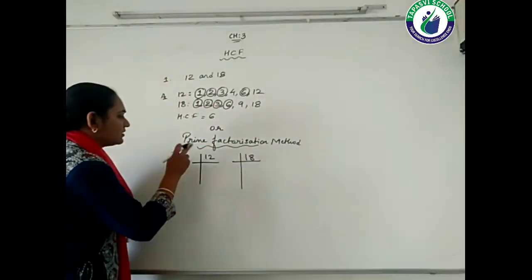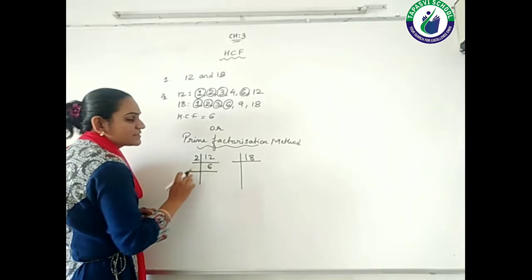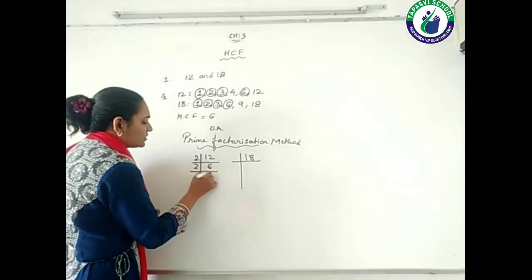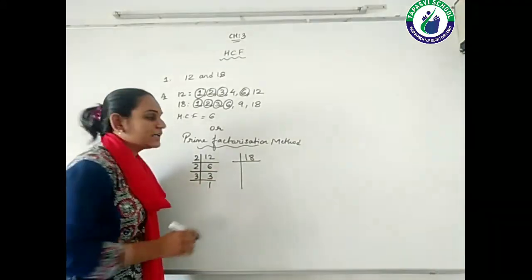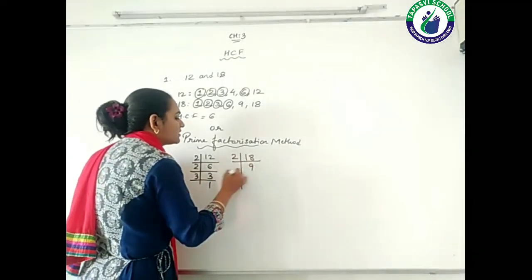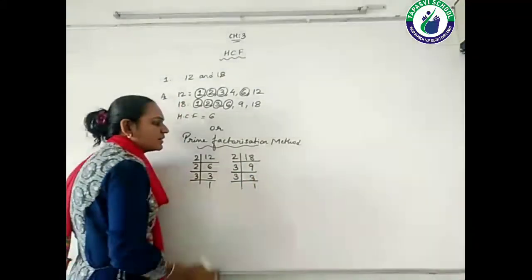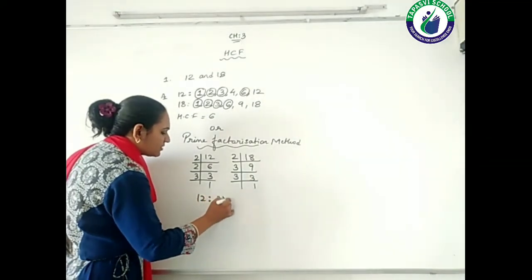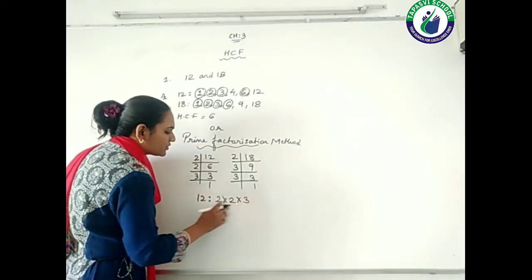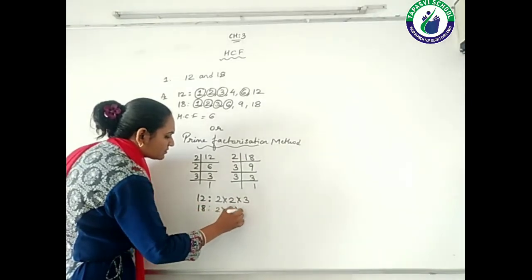So here I am listing all the factors of 12. 2 sixes are 12. Again this 6 is divisible by 2. So 2 threes are 6 and this 3 ones are 3. Now we will do it for 18. So 2 nines are 18. 3 threes are 9 and 3 ones are 3. Right? Now we will write the factors of 12 like this: 2 into 2 into 3. We'll write down the factors of 18 as 2 into 3 into 3.